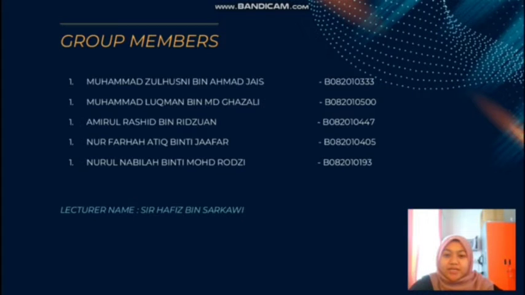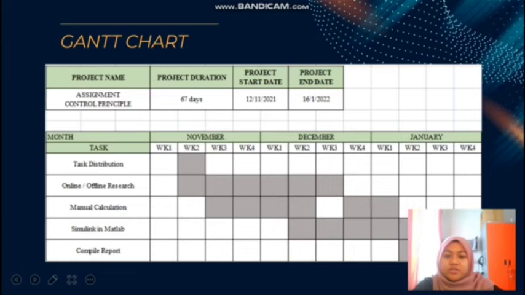So these are my group members: Muhammad Husni, Muhammad Lukman, Nur Rashid, Nur Fahad, and Nur Nabila, which is me. The duration of the project is 37 days. We already planned this project by doing a Gantt chart. In November, we did online and offline research and manual calculation. And in December, we started doing simulation, but we still did some research to know better about this project.